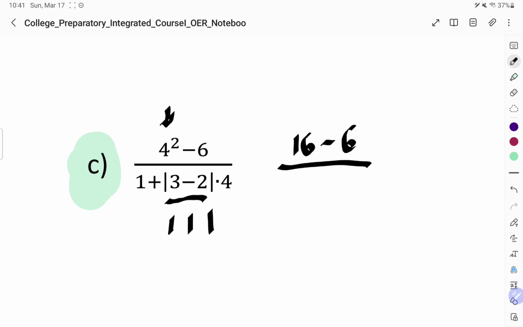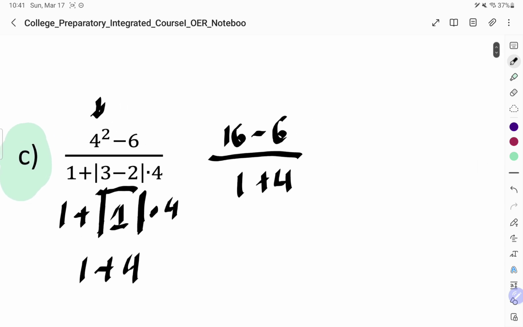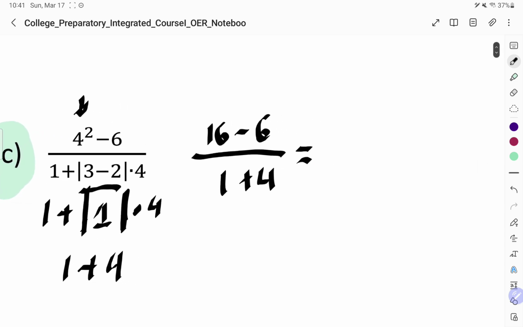I'm going to keep the absolute value because we still have a multiplication sign here, and plus 1. Now let me put this one right here and make this one bigger, that way we know that's an absolute value. We're going to do multiplication now because we're following order of operations. 1 times 4 is 4. Now we have 1 plus 4 on the bottom. All we have to do is simplify what we have. On the top, 16 minus 6 is 10. On the bottom, 4 plus 1 is 5.